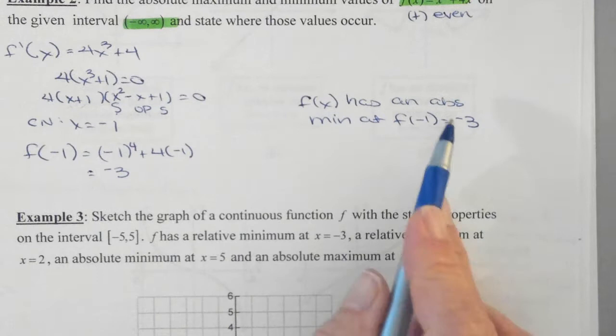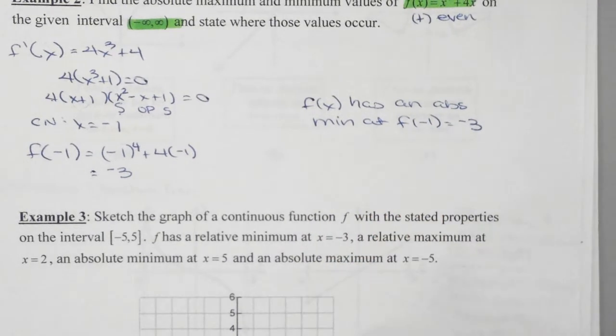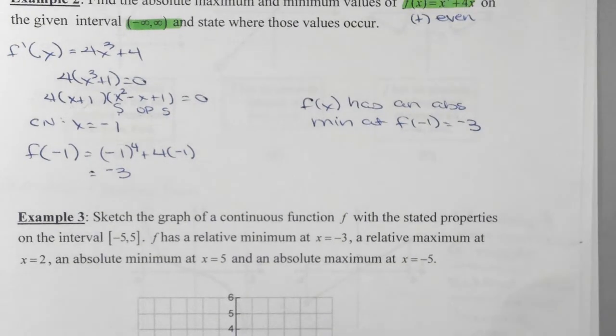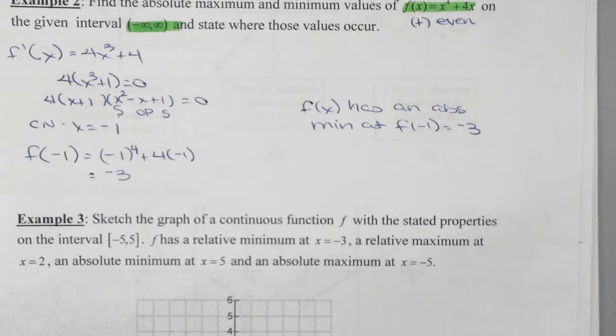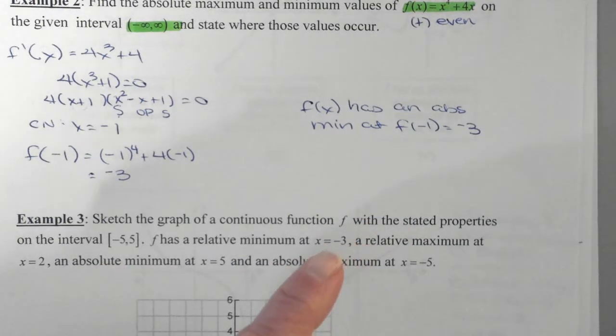But you need to make this statement here, because couldn't it also have been an absolute max, depending on the function? If the leading coefficient was negative, it could have been an absolute max. So you need to let whoever's reading this know that you know what it is. Does that make sense? Absolutely. Thank you.